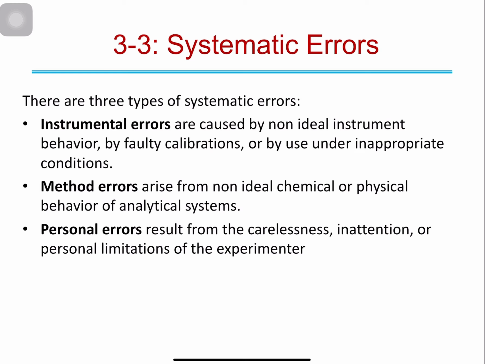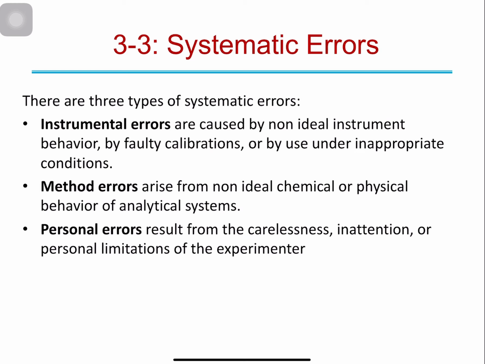The second type is the method error. So method error arises from non-ideal chemical or physical behavior of an analytical system. An example of that: if you are doing some sort of analysis and you are trying to find the quantity of an element in a solution, and to do your analysis, you need to adjust the pH to a certain value. So if you don't adjust it to the proper value, or if you adjust it to a different value than the one that is ideal for your method, then you're going to get a different result. You're not going to get the proper one. So this is the method error. There is a problem in the method itself. And every time you repeat your method, as long as you follow the same protocol with the same error, you're going to get the same result, but with the systematic error.